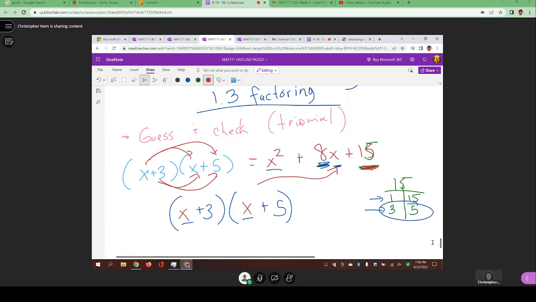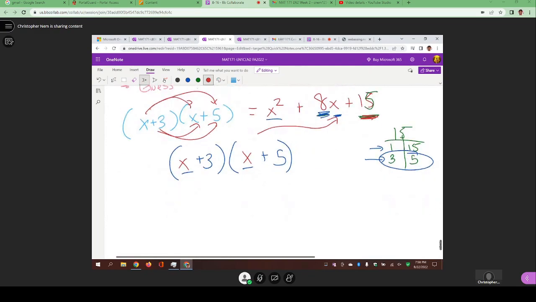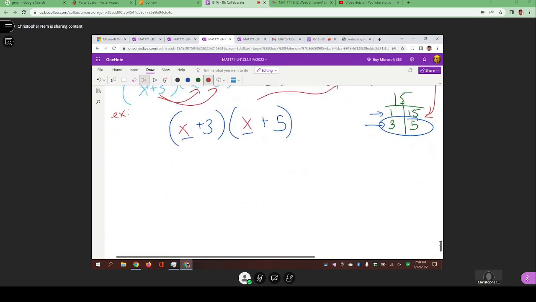Okay, so let's do another example. This could be example 1. This is called the guess and check method. Why is it called guess and check? Because we got to guess our factors, and then we check to see if it works. It's not really a guess, but we call it the guess and check method.